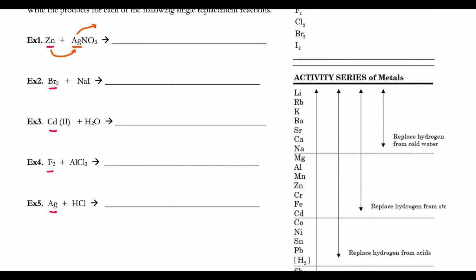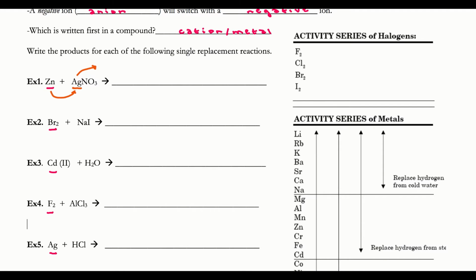So let's go back. Zinc is now going to form a new compound with nitrate, so I actually have to cross charges to figure out what that compound will be. Okay, so zinc has a 2+ charge, nitrate has a 1- charge, so this will be Zn(NO3)2. So zinc formed a new compound with nitrate, and then silver got kicked out, so it's going to be all by itself. Remember, silver can exist all by itself because it is not a diatomic element. It is stable by itself.